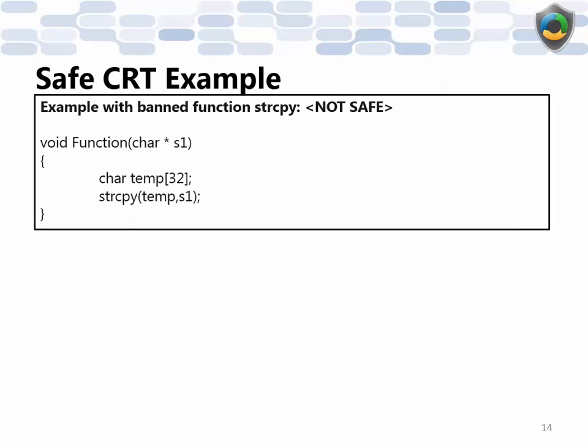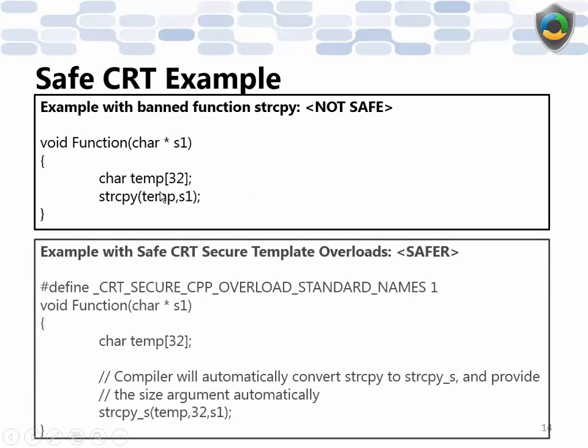As far as an example of this, here's some sample code that allocates a 32-byte buffer called temp onto the stack and then copies S1 into temp. The problem is the same one that we talked about earlier. If S1 is longer than 32 bytes, then the string copy of S1 into temp will result in the buffer overflow condition.